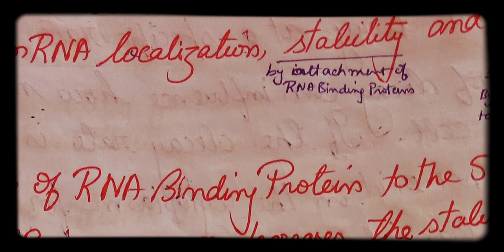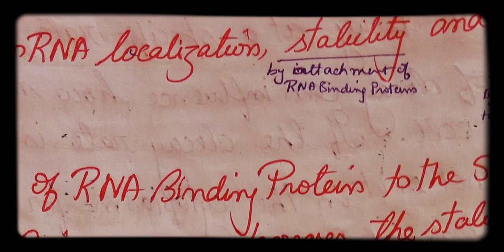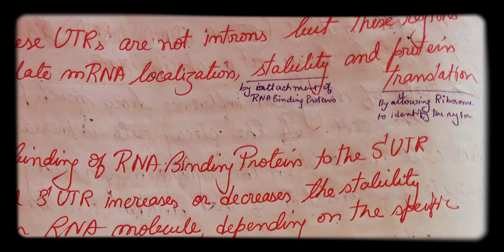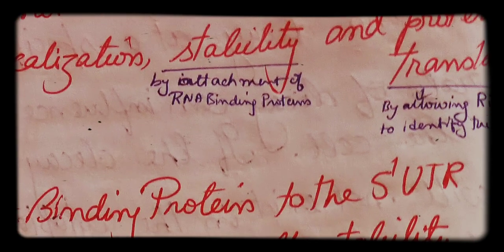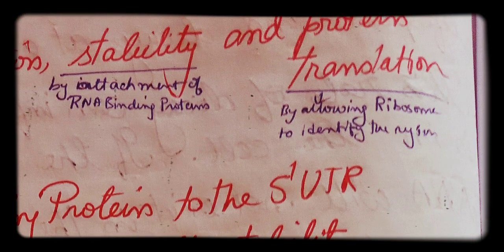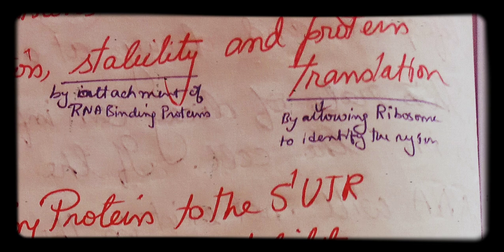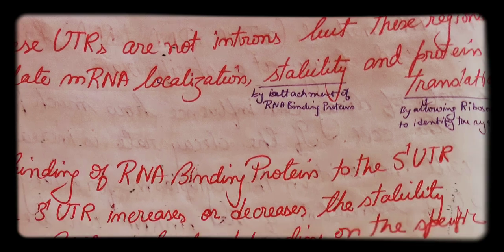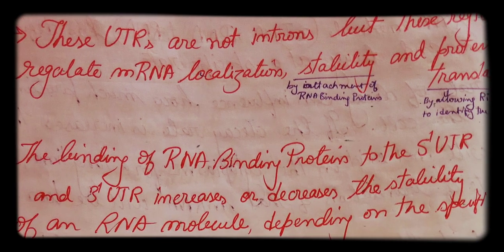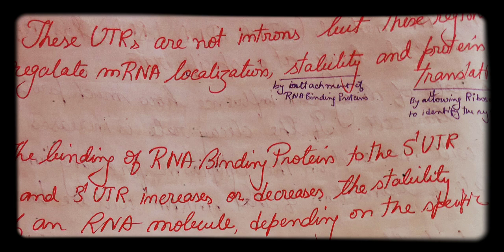How will it regulate the stability? By attachment of RNA binding proteins. It can also regulate your protein translation, as it acts at the initiation level. The initiation of translation, it regulates at that level by allowing the ribosome to identify that region. So these untranslated regions that we are talking about are not introns, but they regulate the mRNA localization, the stability of that mRNA, and also the protein translation.